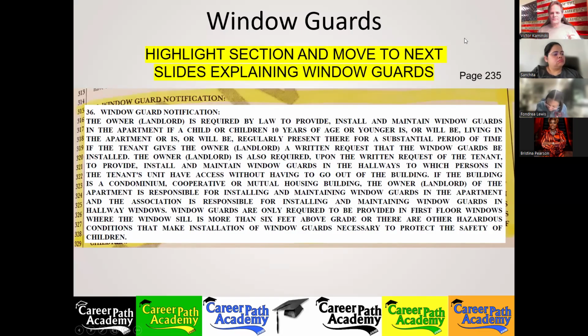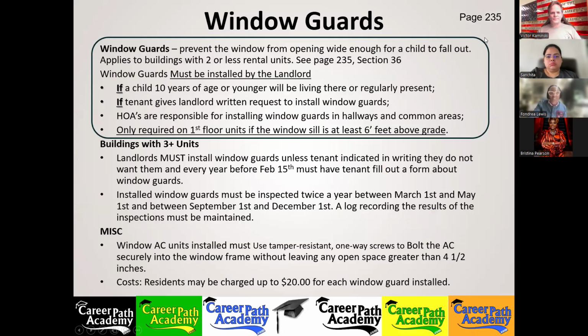Okay. Now, I got explanations on slides here, so I'm going to change the slide. Here's what you need to know about window guards that are in the box up the top. The rest is additional information for your own edification about window guards and other types of properties. What are window guards? Well, window guards prevent the window from opening wide enough for a child to fall out. They actually prevent the window from opening more than 4 inches. This applies to buildings with two or less rental units.